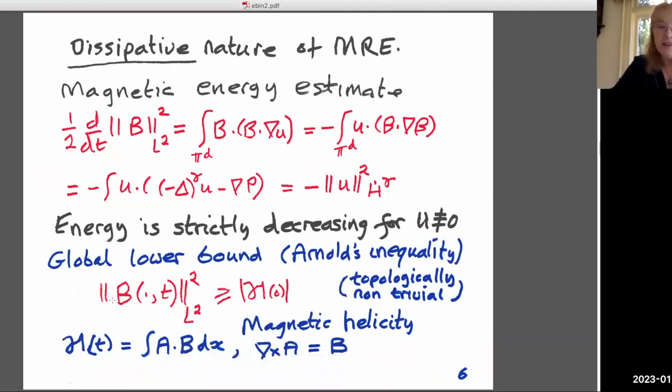So this MRE equation appears to be a promising equation in terms of describing the relaxation procedure that we're looking for. We were given an initial flow, which could have very complicated topology, and we would like to drive it under the MRE equations to an Euler or magnetostatic equilibrium field.